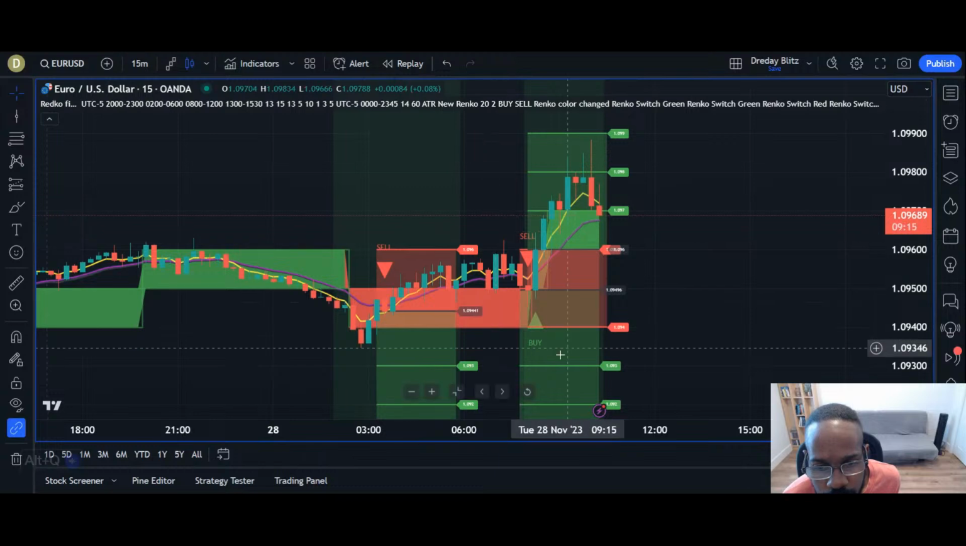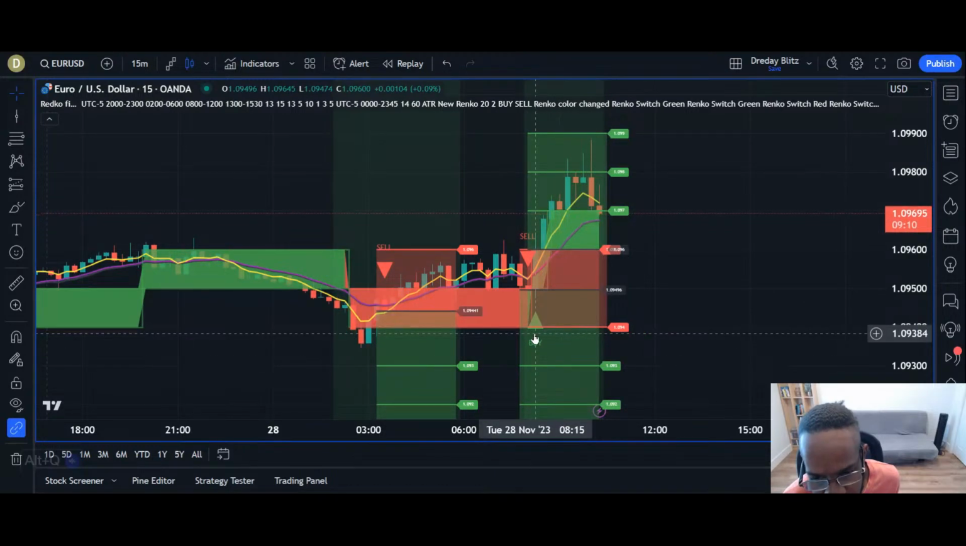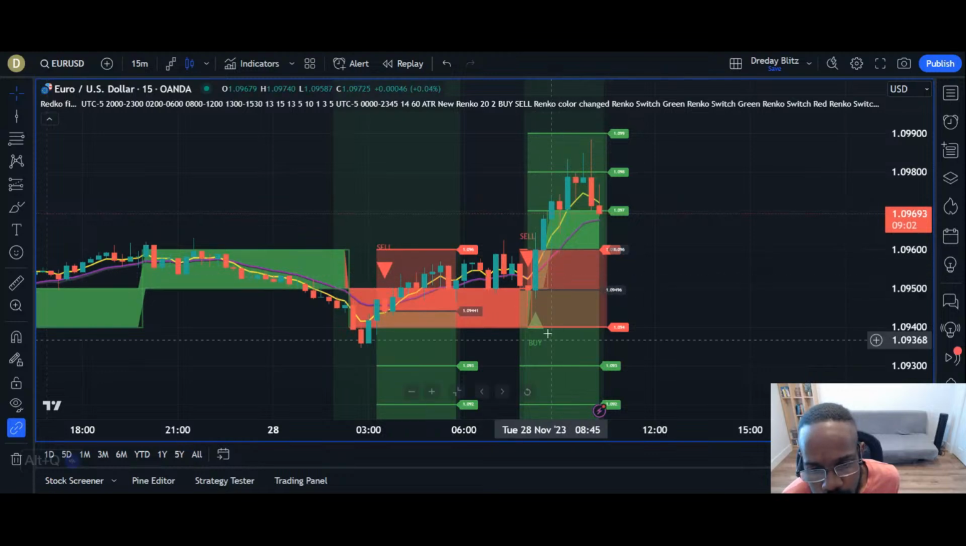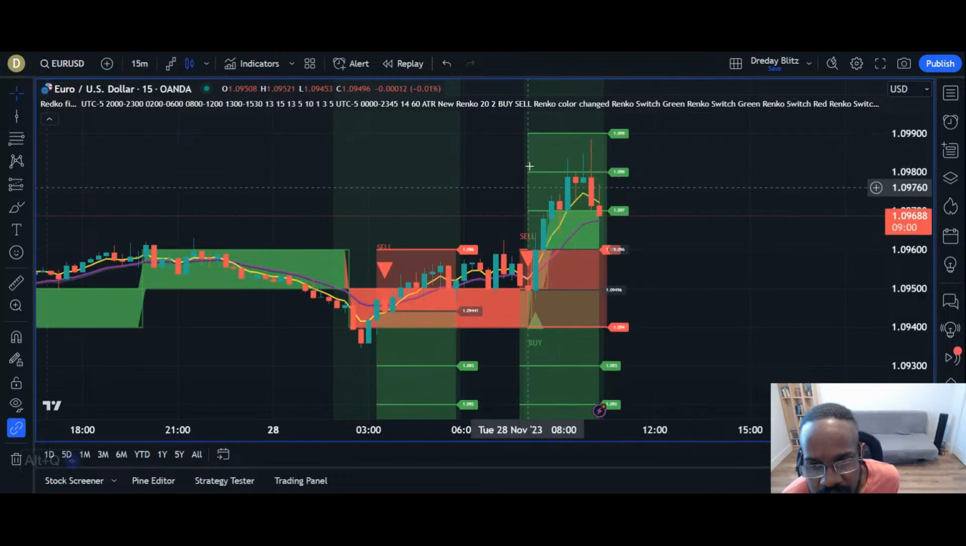So Euro. Right now we had a switch here at what time? At 8:15 this morning, my time, Eastern Standard Time. So it's straight from red to green. We had a signal here. It's already past TP2 right now, and it's reversing a little bit.